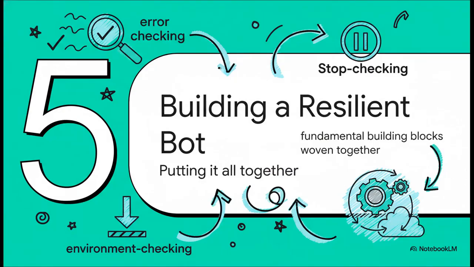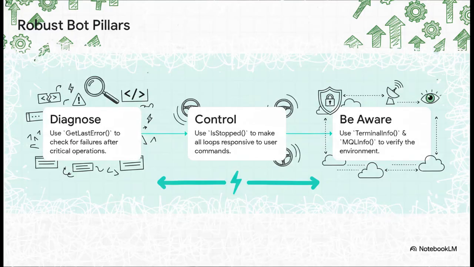So here's the big takeaway, right? All these functions we've talked about, the error checking, the stop checking, the environment checks, they're not just little one-off tricks. They are the fundamental building blocks you weave together to create code that's genuinely robust and professional. It really all boils down to these three pillars. Number 1, diagnose problems the second they happen with GetLastError. Number 2, maintain absolute control at all times with IsStopped. And number 3, be aware of your surroundings using TerminalInfo and MQLInfo. Get these three things right, and you're not just writing a script anymore. You're building a real, reliable, automated system.